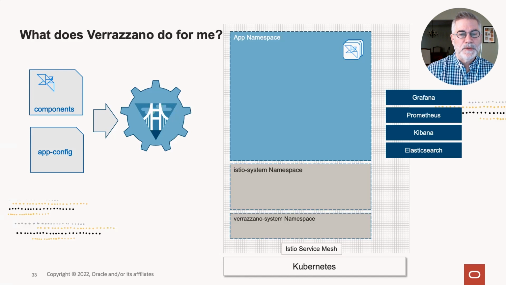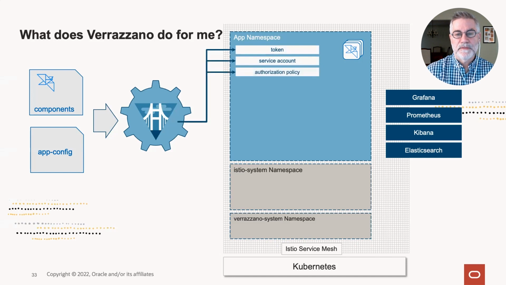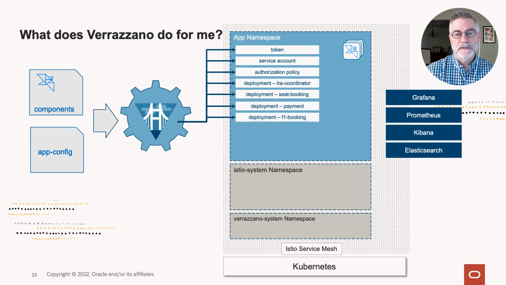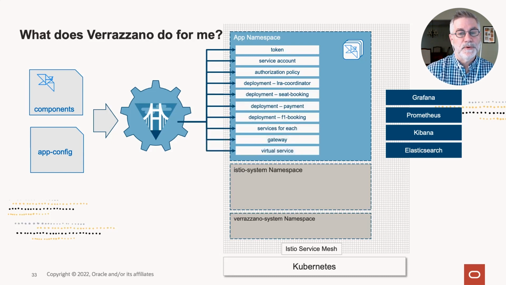So when you deploy your applications, you apply the components file or files, and then the application configuration file. Besides creating the namespace, Verrazzano gets a token, creates a service account, uses that to create an authorization policy, creates 4 deployments, right? Because we have 4 microservices. These are Kubernetes deployments. It creates 4 Kubernetes services, and then it creates a gateway and a virtual service for the one application that we had defined we wanted to expose using an ingress.